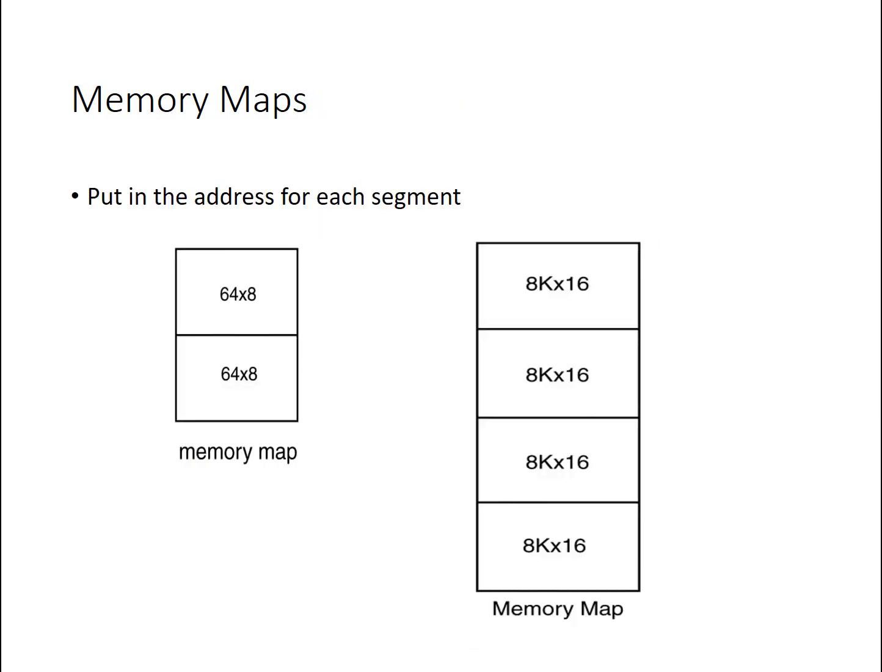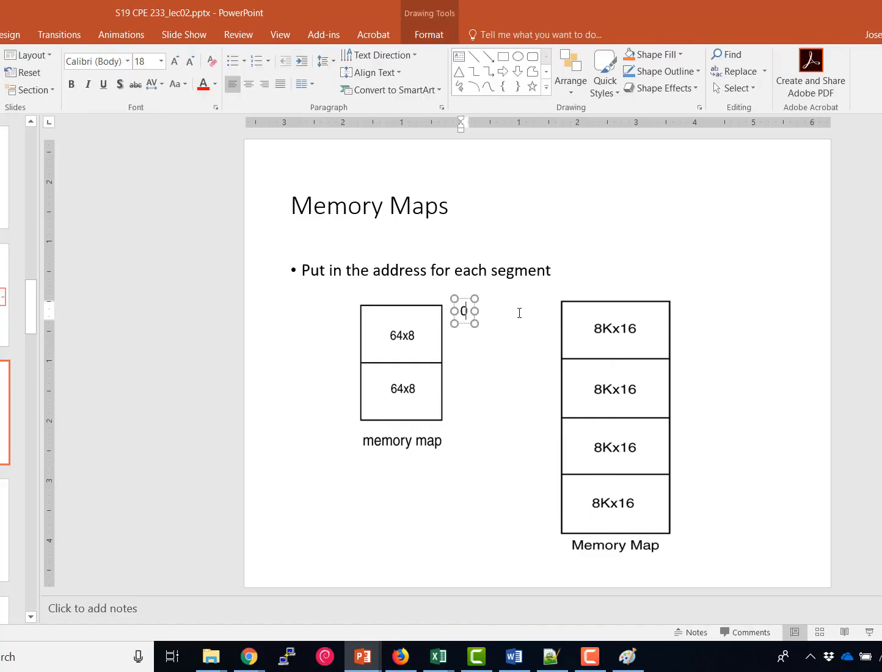Let's say I wanted to figure out the addresses where each address goes into each segment for two example memories shown here. On the left, I have a 128 by 8 memory built out of two smaller 64 by 8 memories. And on the right, I have a 32K by 16 memory built out of 4 smaller 8K by 16 chips. Okay, so let's start off with the one on the left. Let's assume for both of these that the first location of each is the 0 address. So we'll calculate this in hex.